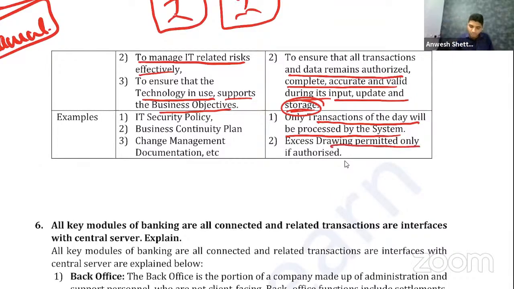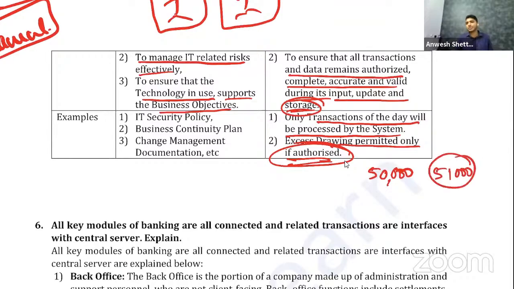Excess drawing is permitted only if authorized. Let us say my credit card limit is 50,000 rupees, but I want to purchase something which costs 51,000 rupees. So I want an extra 1,000 rupees. Can I simply swipe and pay? No, I have to obtain permission from the branch manager and he can extend my limit. So these are all IT controls. If I don't get the permission from the bank manager, I cannot pay even one single paisa more than 50,000 rupees. That is inbuilt in the software. That is your question number 5.